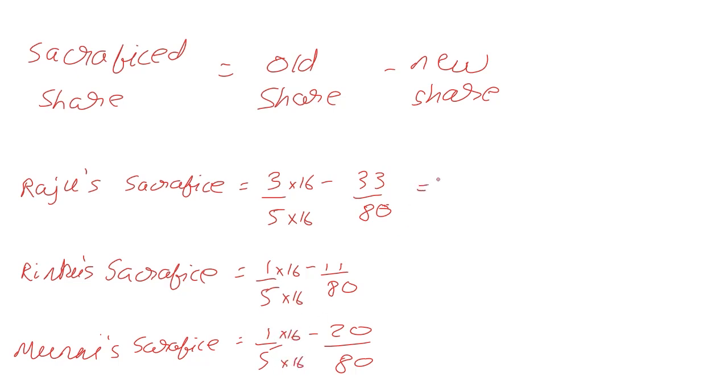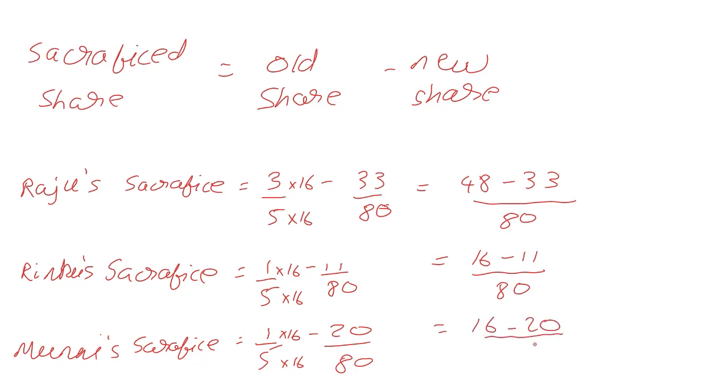Okay, and I'm going to get 3 16s are 48 minus 33 upon 80. 1 into 16 is 16 minus 11 upon 80. 1 into 16 is 16 minus 20 upon 80. Okay, and we're going to end up with a negative number here. So that means Munni is not sacrificing, Munni is gaining 16 minus 20, which gives me minus 4 upon 80.